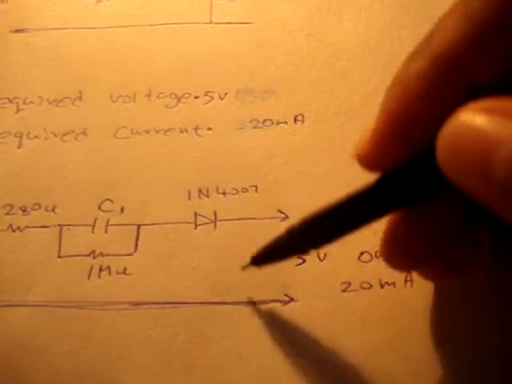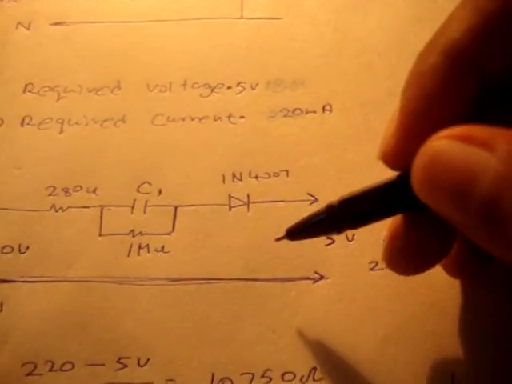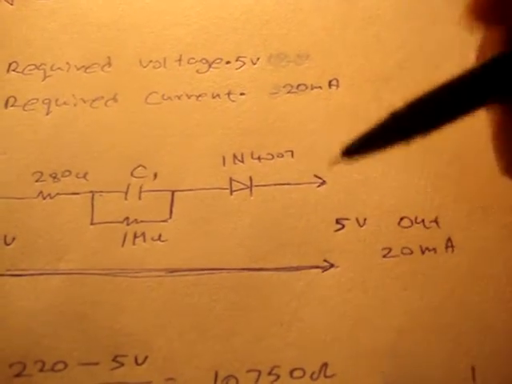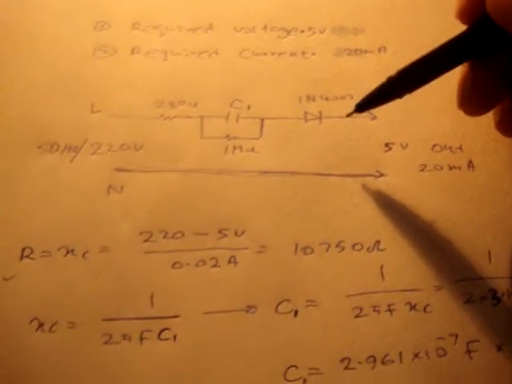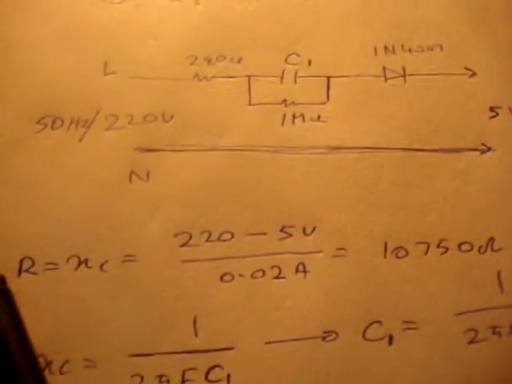I didn't draw the smoothing capacitor. If you want to smooth the supply, you can draw it and add it here. The first step, calculation.